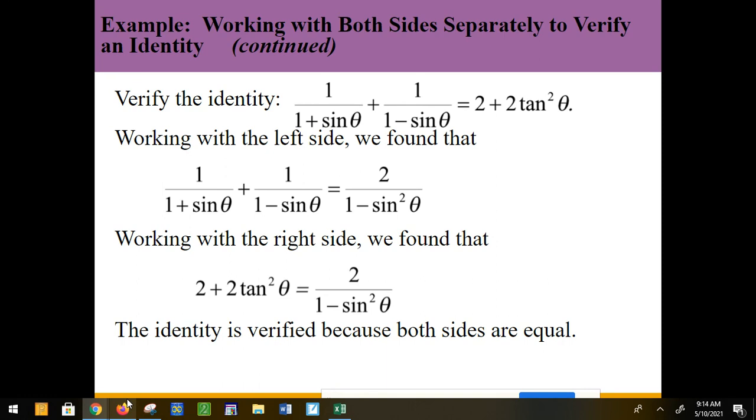So what we've essentially done is we took the left side and we worked it and got it equal to 2 over 1 minus sine squared theta. Then we took the right side, we worked it to get it to equal 2 over 1 minus sine squared theta. So we didn't just work with one side. We worked both sides and got them equal to the same thing. Since both sides were equal to the same thing, that means both sides must be equal to each other. So that means the identity is verified because you got both sides to equal the same thing.